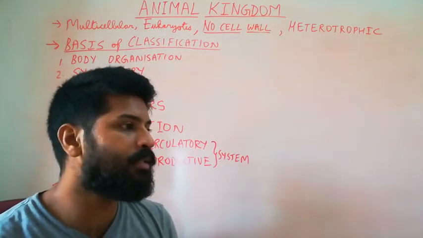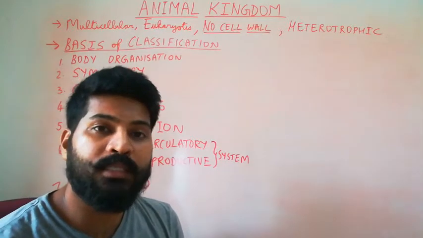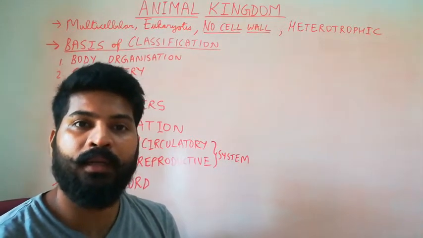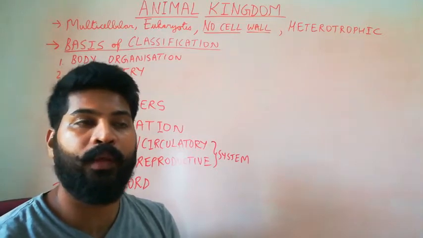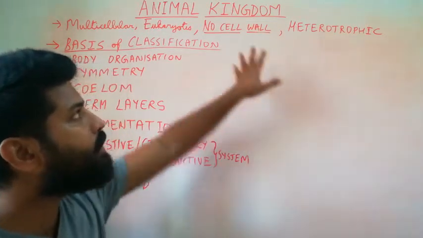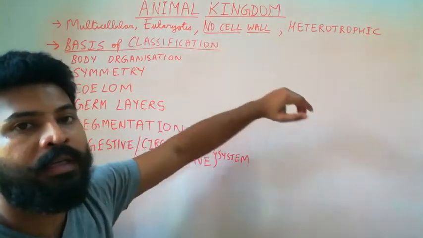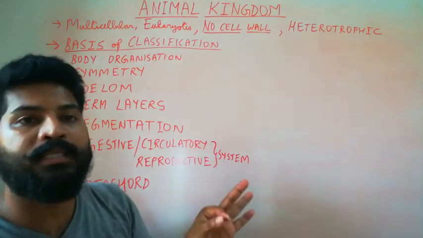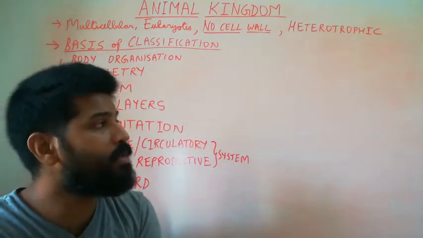Plants, fungus, even some protistans and Monera bacteria, they have cell wall even. But animals, they do not have a cell wall. That is what makes them different from all the other organisms.